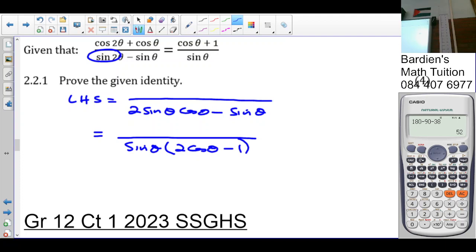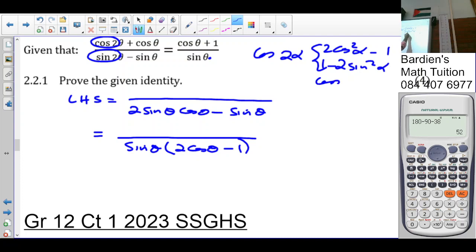As you look here on this side, we have a sine theta only. So that 2 cos theta minus 1 is going to cancel out somehow. Okay? So let's go to the numerator now. The cos 2 theta can be written in one of three ways: 2 cos square theta minus 1, or 1 minus 2 sine square theta, or cos square theta minus sine square theta. Which one do we choose? Of course, it's a cos here only, so I choose the one dealing with cos.